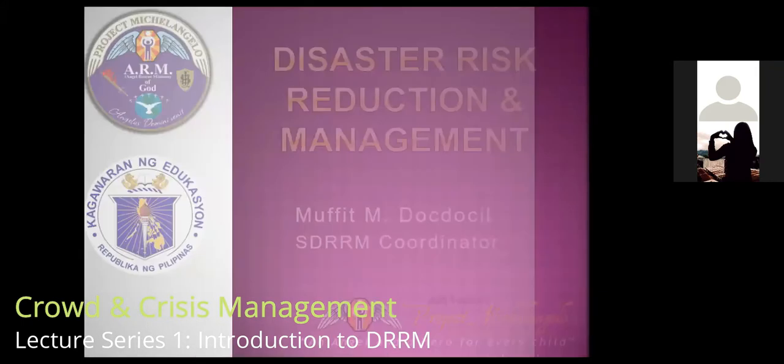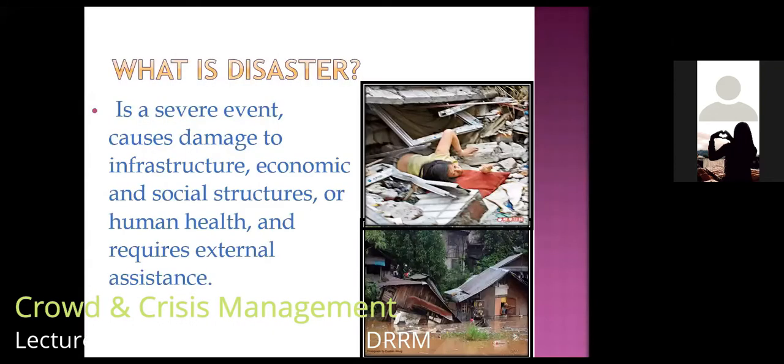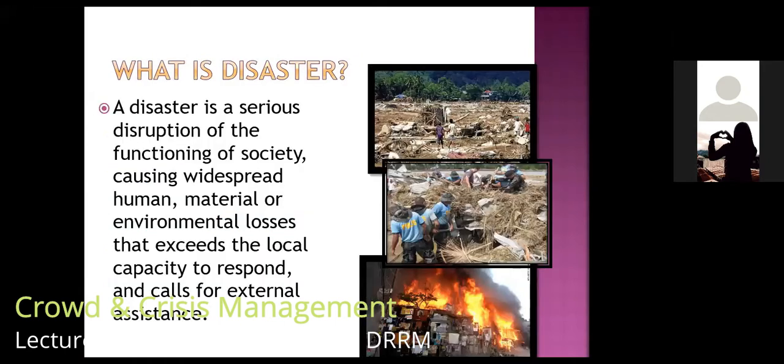So, disaster is a severe event that causes damage to infrastructure, economic, social structures, or human health and requires external assistance. Another definition of disaster is a serious disruption of the functioning of society causing widespread human, material, or environmental losses that exceeds the local capacity to respond and calls for external assistance. In short, disasters are any sudden events or scenarios and happenings that cause damage and loss of life.